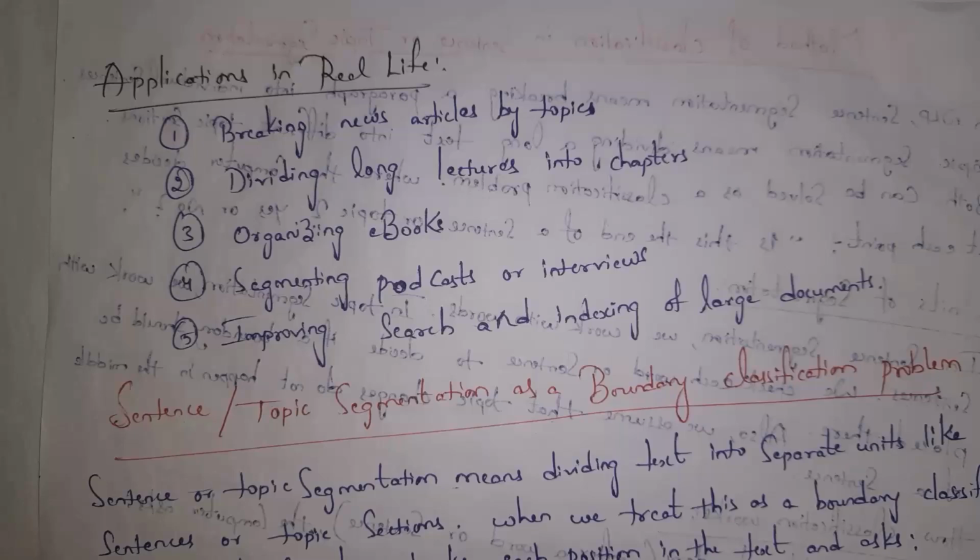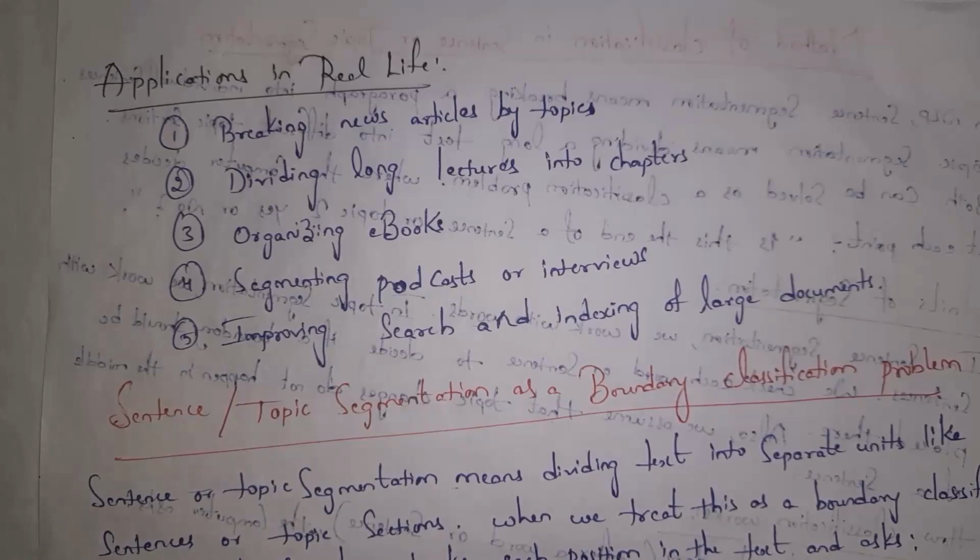And the second one is dividing long lectures into chapters. For example, if we consider long textbooks, we divide complete textbooks based on chapters. And the third one is organizing ebooks. Guys, even in online books, we use topic segmentation. And the fourth one is segmenting podcasts or interviews.